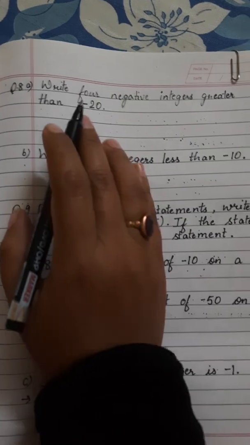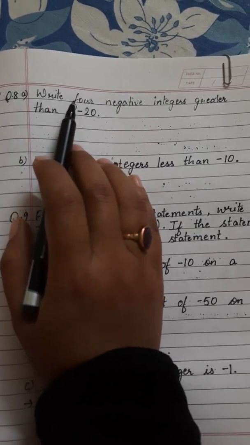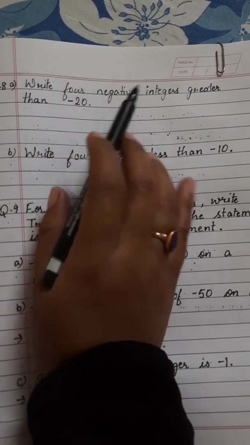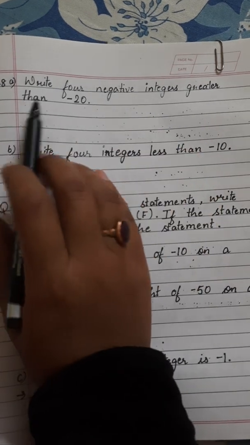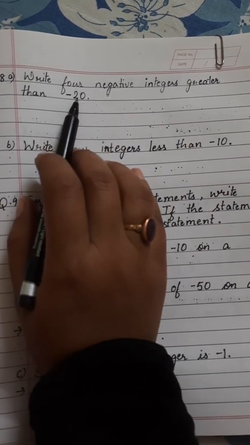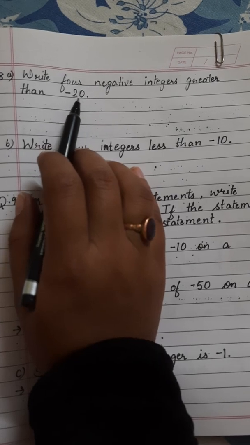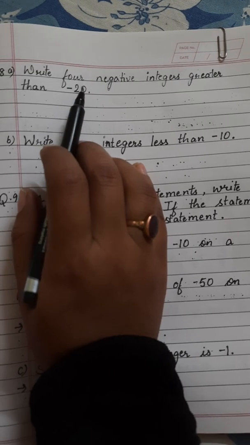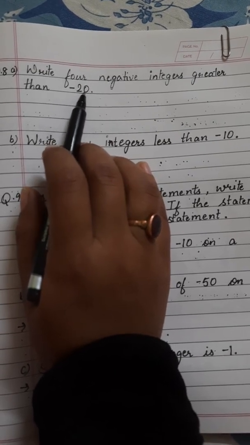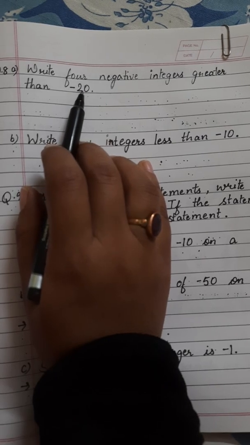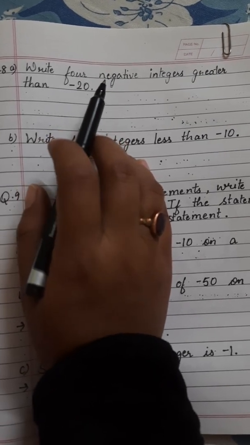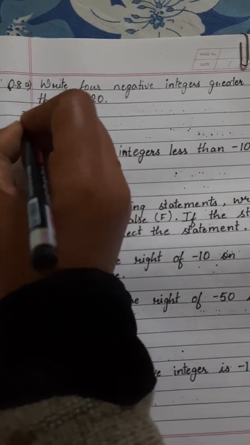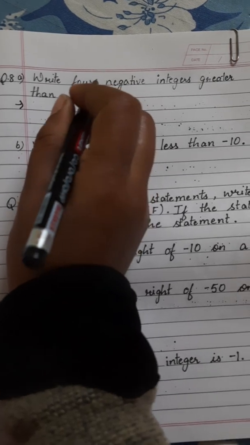Now the next question is question number 8. Two questions are there. In that, first is write 4 negative integers greater than -20. Greater number they are asking. Greater means here the number will become less, like -20, so -19, -18. Reverse number you will count. So any 4 negative integers they are asking.